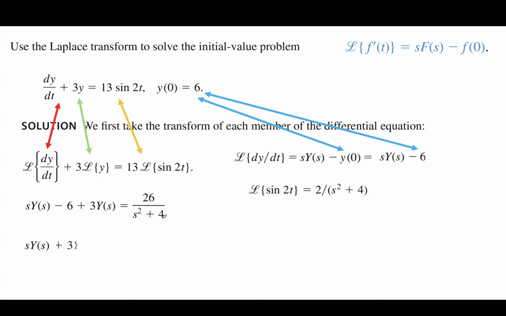So let us do the algebra now. s times Y(s) plus 3Y(s) is equal to 6 plus 26 over s squared plus 4. Our goal is to isolate Y(s) on one side and solve it. If you factor out Y(s), you get (s plus 3) times Y(s) equals 6 plus 26 divided by s squared plus 4. So let us go to the next slide and continue the process.